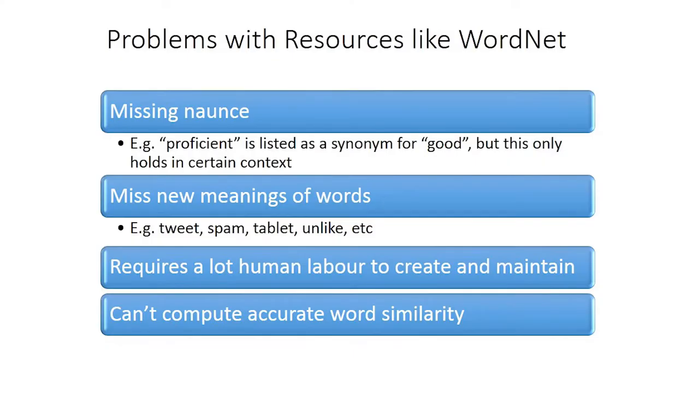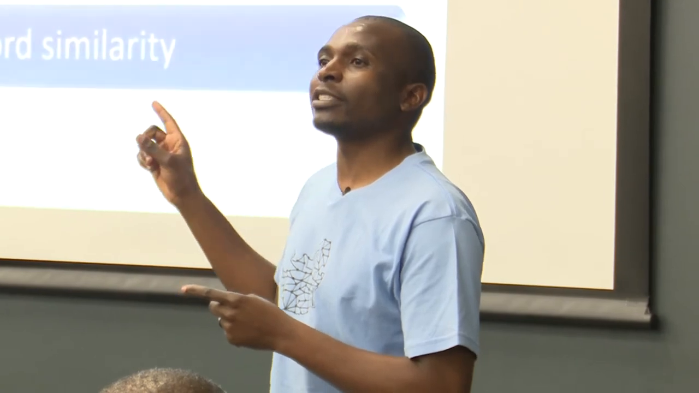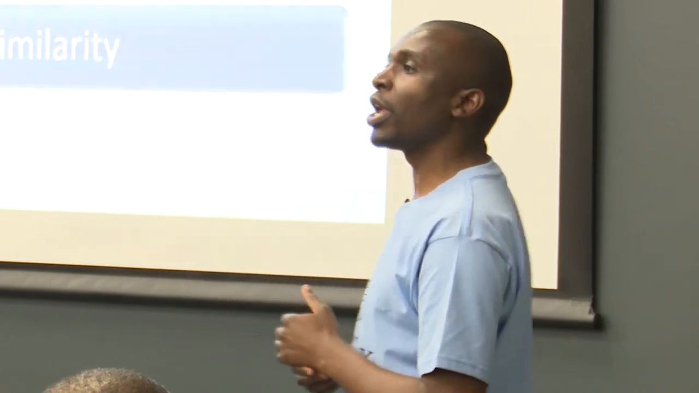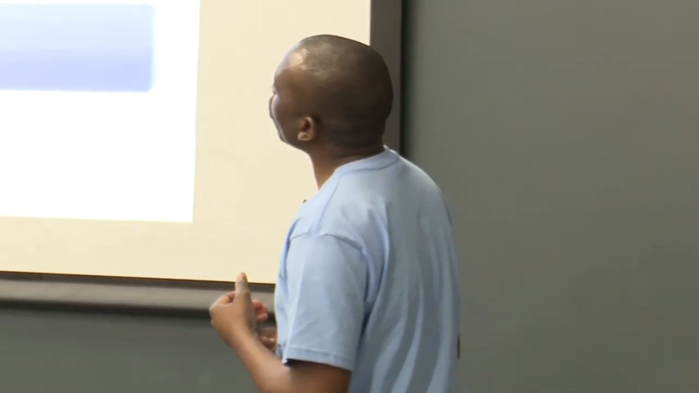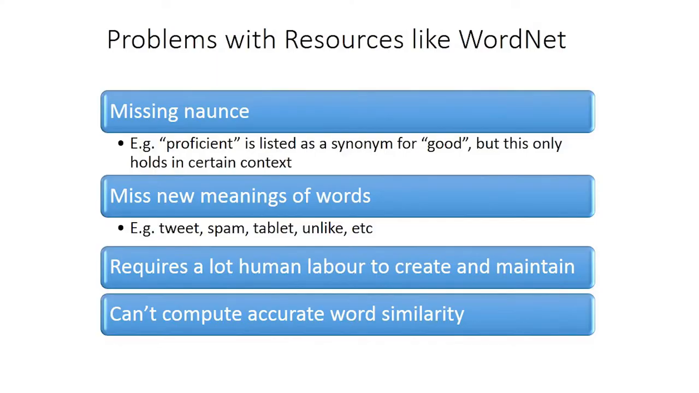But what are the problems with these techniques? The first one is that the word proficient was given as a synonym to the word good. But we know that those words don't carry the same sense in some contexts. In some contexts they may carry the same sense, but in some they might not. So we would want to know the similarity, the distance between those two concepts. WordNet will give us something, but it's not a complete measure of similarity. It misses some new words.